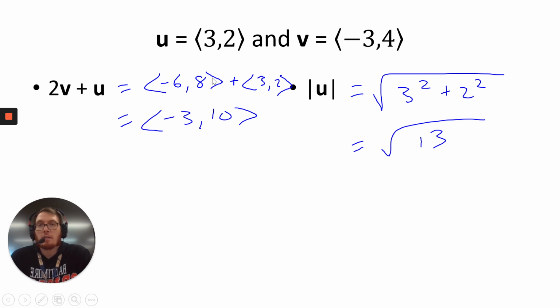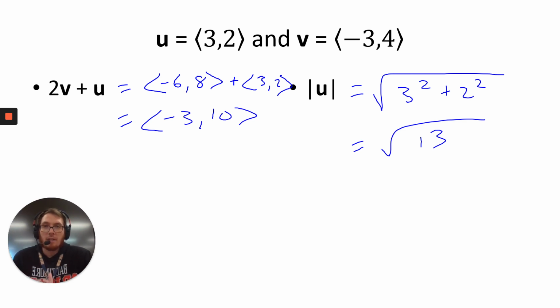Algebraically, for 2v you get <-6, 8>, and then u is <3, 2>, so 2v plus u is <-3, 10>, and you have your brackets for the vector. The last one says magnitude of u. Remember, magnitude looks like the absolute value symbol. The magnitude of u is how long that vector is. It's just the Pythagorean theorem, a squared plus b squared. So 3 squared plus 2 squared, which equals the square root of 13, or whatever decimal you need for that situation.